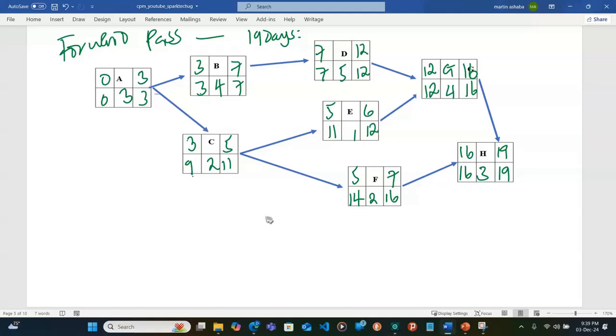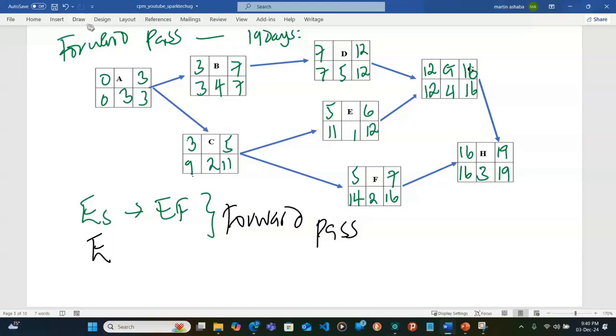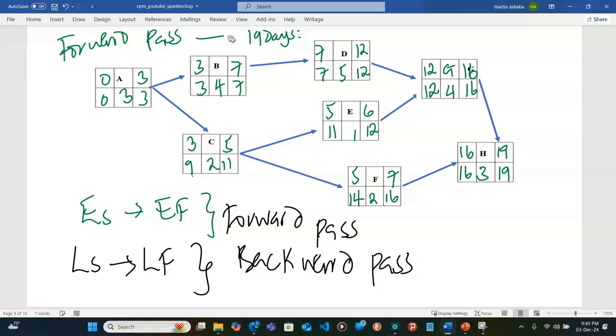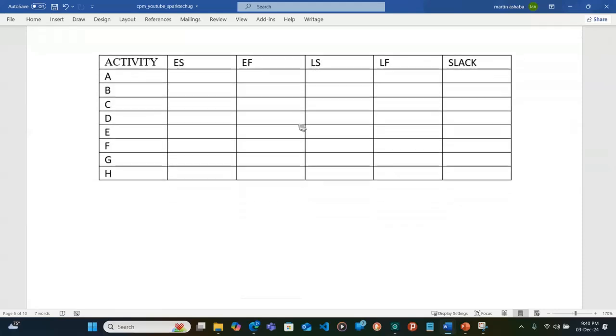The one where we determine the earliest start time and earliest finish time is the forward pass. The latest finish time and latest start time give us the backward pass. So we are just going to copy these values and put them in this table, and then we calculate slack. Slack is LS minus ES, or LF minus EF.